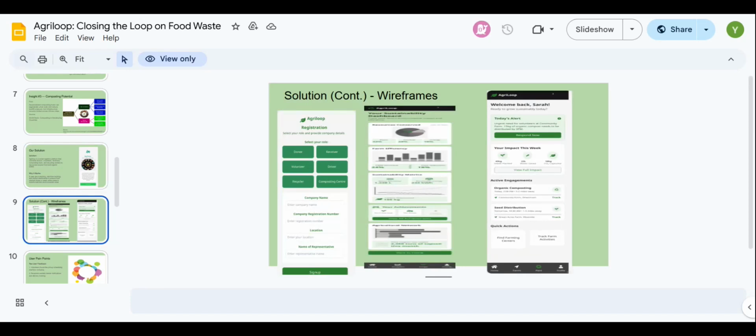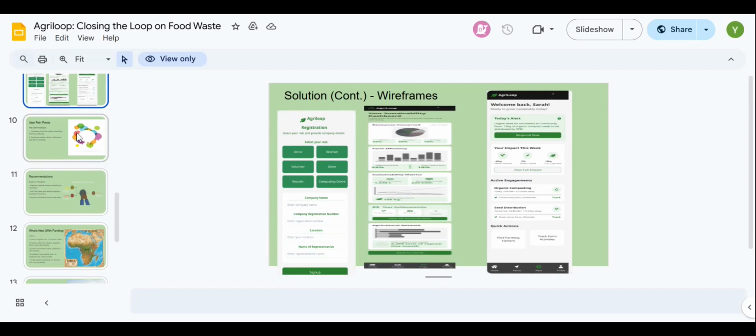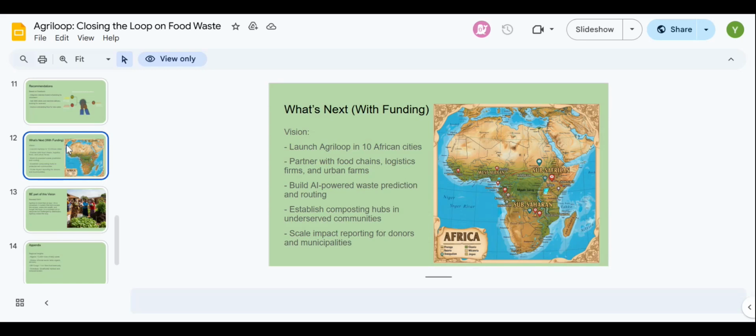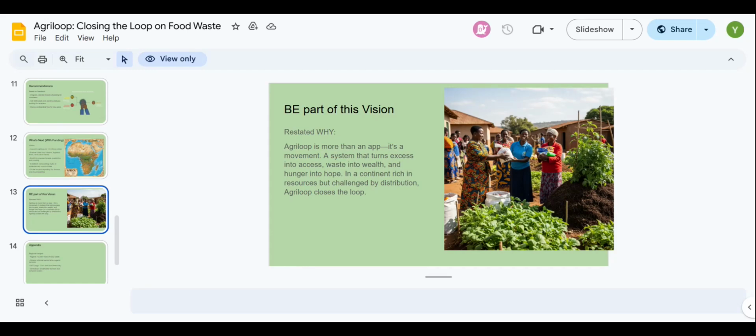Here is a reflection of some of the screenshots that appear on our application, and through continuous feedback from the users, we are able to review and track what changes we need to make. We are going to be focusing on 10 African cities, which will then be expanded throughout the continent once we've gone through the initial phase of piloting the application.